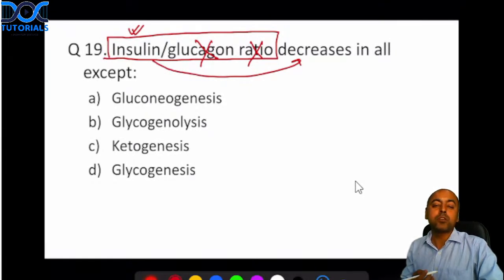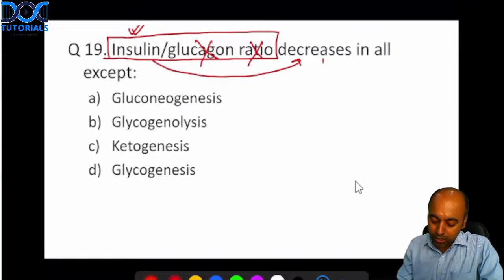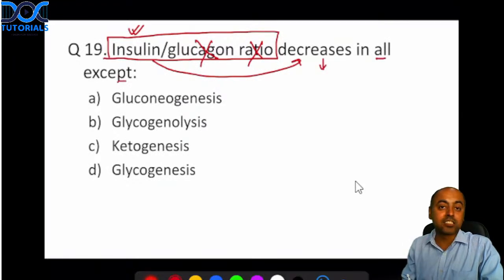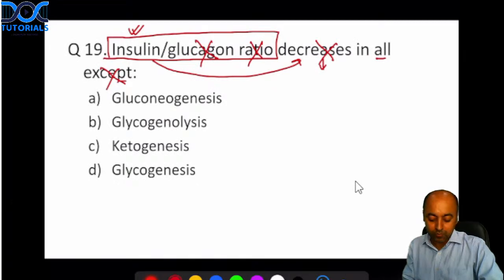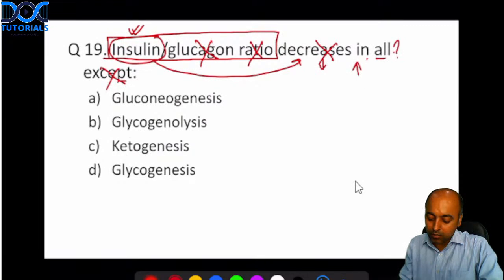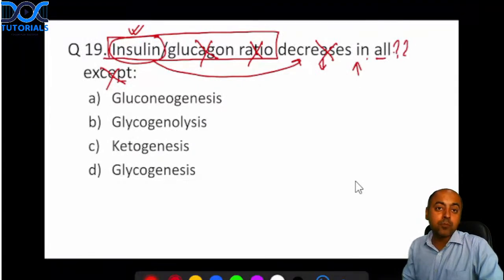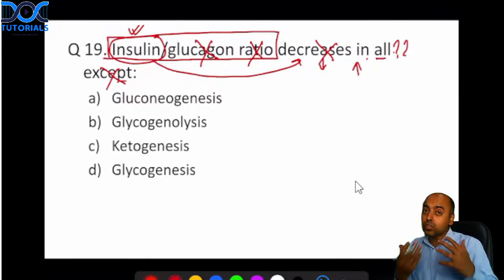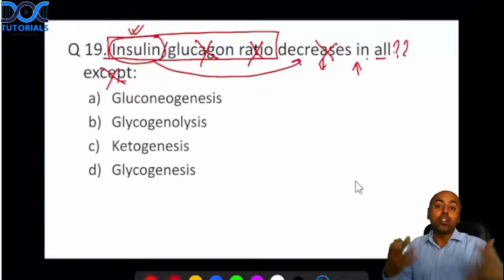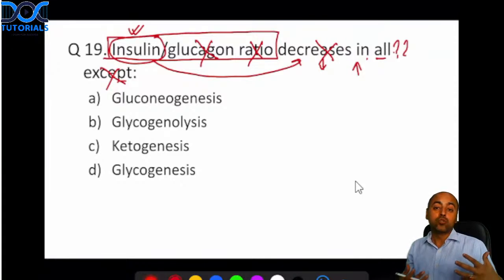Okay, so this becomes a bit confusing. First we are talking about decreasing and then we say all except. So what do you do? You remove the decrease and except. So what we want to know is, insulin increases in which one? Increased insulin will be available for which of the pathways? Now when the insulin is available, what will it do? It will try to use up all the glucose. So you have to look at the pathway which is making use of glucose.